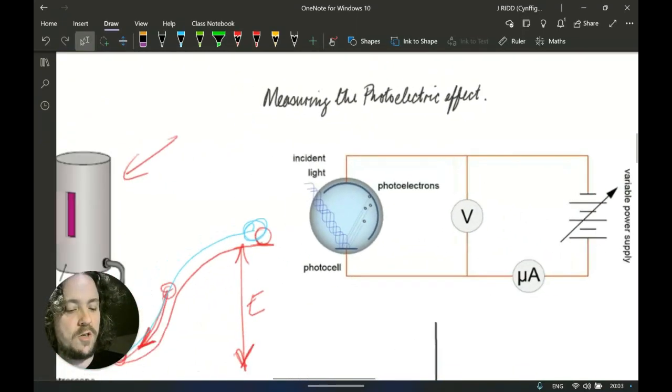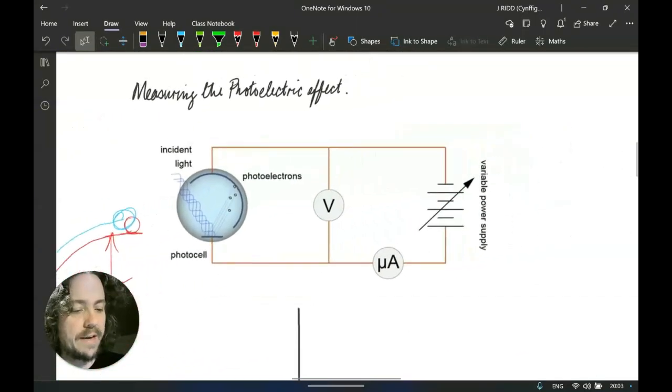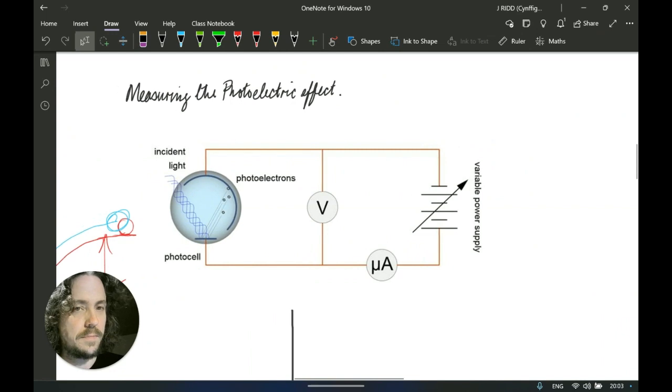Okay. So now that we've got that out the way, we're going to talk about how we could measure the photoelectric effect. So this experimental setup shouldn't really freak you out too much. It's relatively straightforward. Let's go through it together. Here we have what we call a photocell.